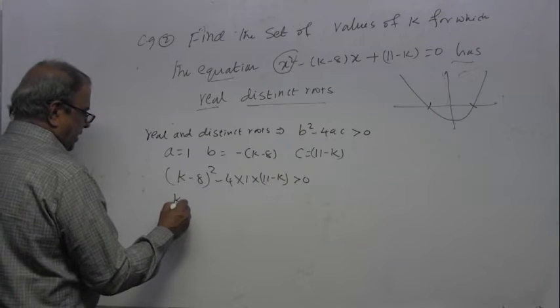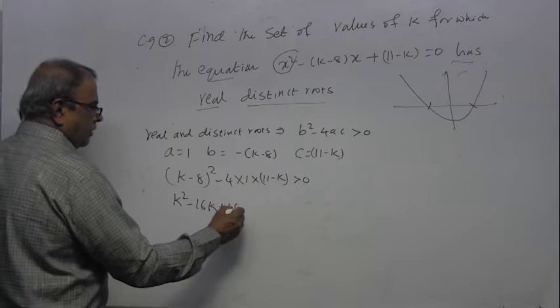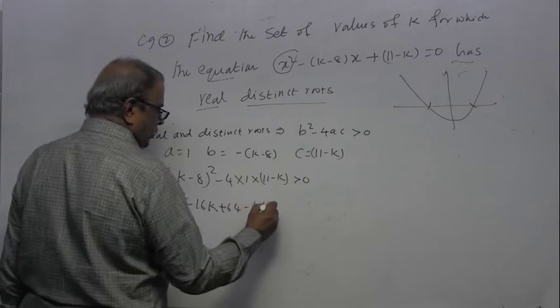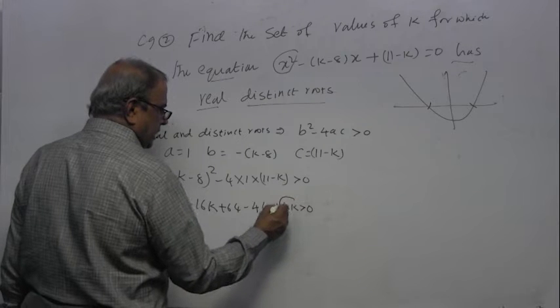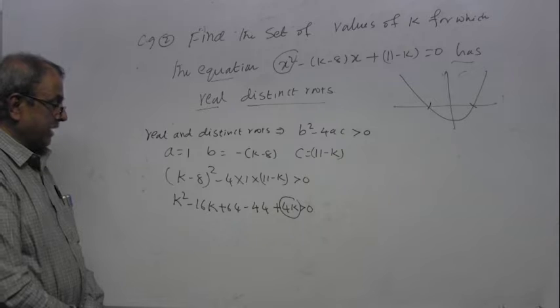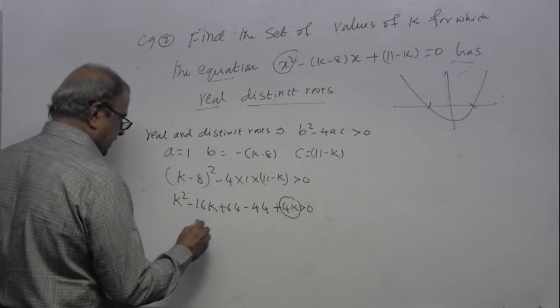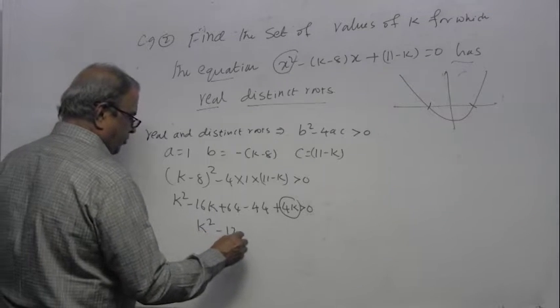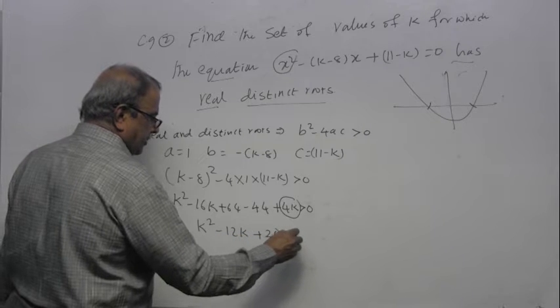Expand this. k squared minus 16k plus 64 minus 44 plus 4k. Please be careful. It's not a minus 4k. In a hurry, I've seen students writing a minus 4k and getting into a mess. So therefore, I get k squared minus 12k plus 20 greater than 0.